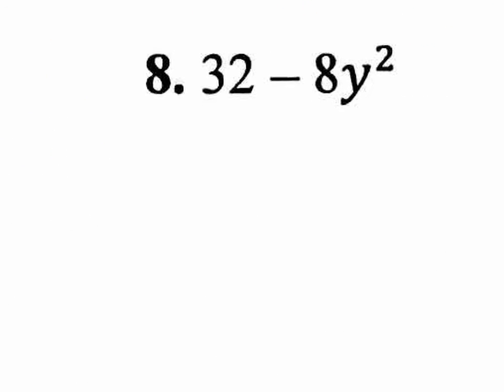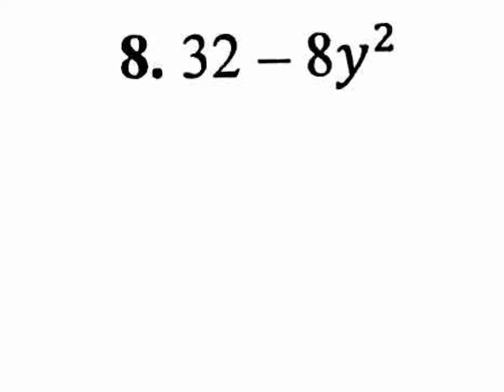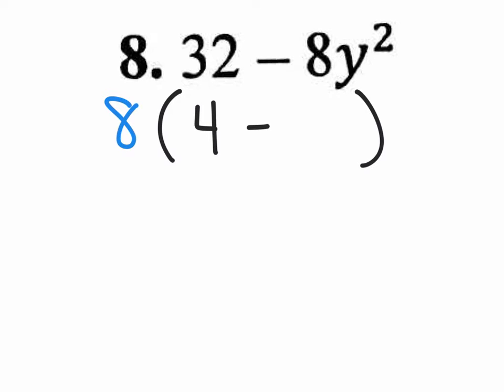Now if I take a look at number 8, are those perfect square terms? Not yet, right? Let's first start by trying to pull out a GCF. What's a GCF there? 4? Okay. 4 will work, but 8 is the GCF, the greatest. The 8 is greater than 4. So let's pull out the 8. If we pull out an 8, what will be left on the inside? 4 minus y squared.